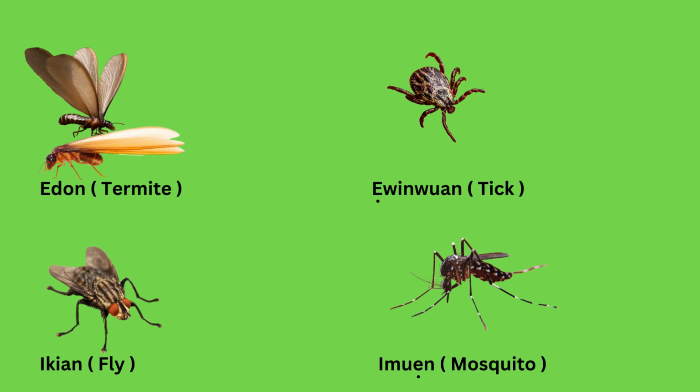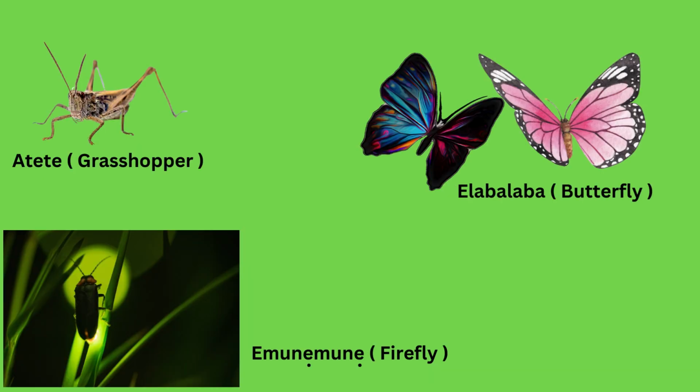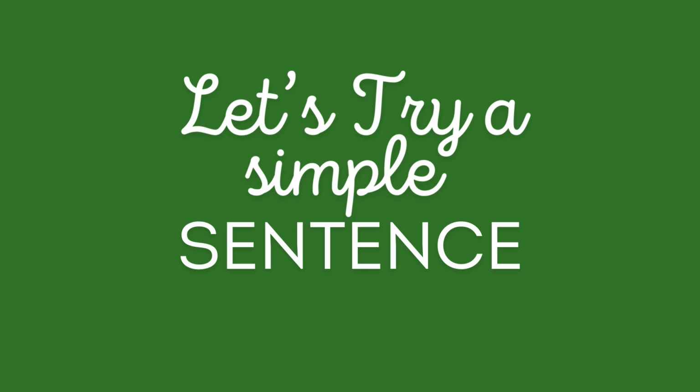Ikian is the fly. Imwe is the mosquito. Break them into syllables. Check if they have the underdot. Always refer back to our lesson, especially the alphabet, to know how to pronounce the ones with the underdot as opposed to the ones that don't have. All right. On this page, we have atete, grasshopper. Emunemune is a firefly. Elabalaba is the butterfly.